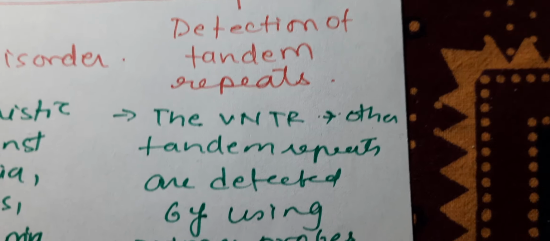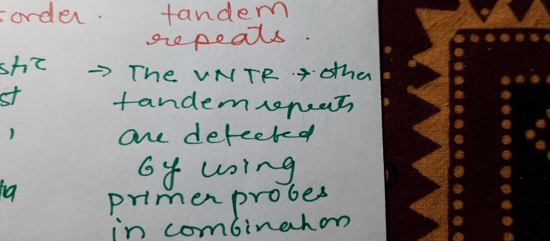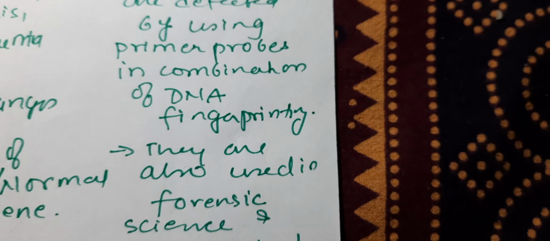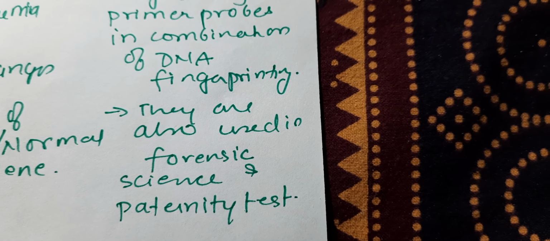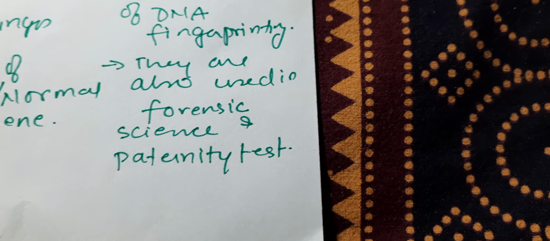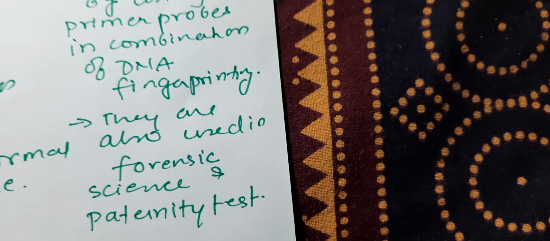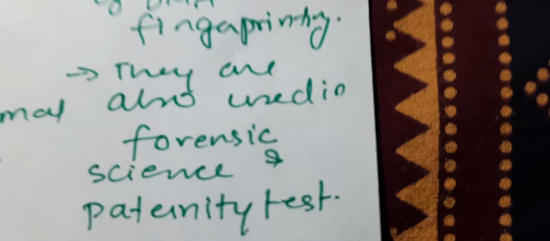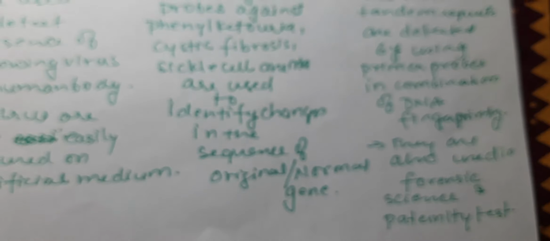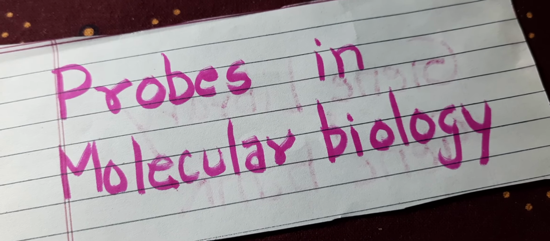Now, detection of tandem repeats. So here the VNTR and other tandem repeats are detected by using primer probes in combination with DNA fingerprinting, and they are also used in forensic science and paternity tests. So here also we use the probes. So they have wide application. So this is all about probes in molecular biology.